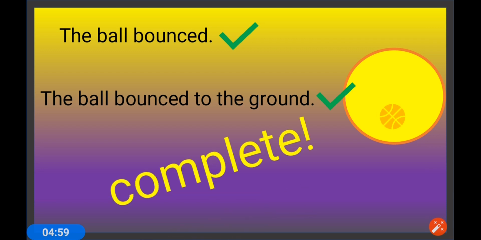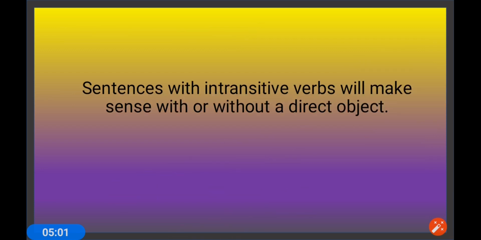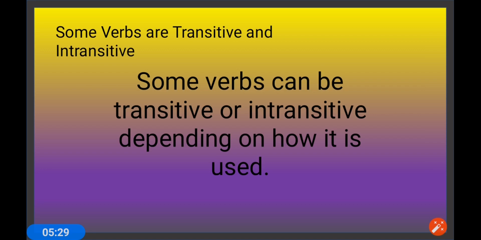Good. Now let's take note. Sentences with intransitive verb make sense with or without a direct object. We looked at some examples. We said the dog barked. That's a complete sentence, even if there is no what? Object. So sentences with intransitive verb will make sense with or without a direct object.